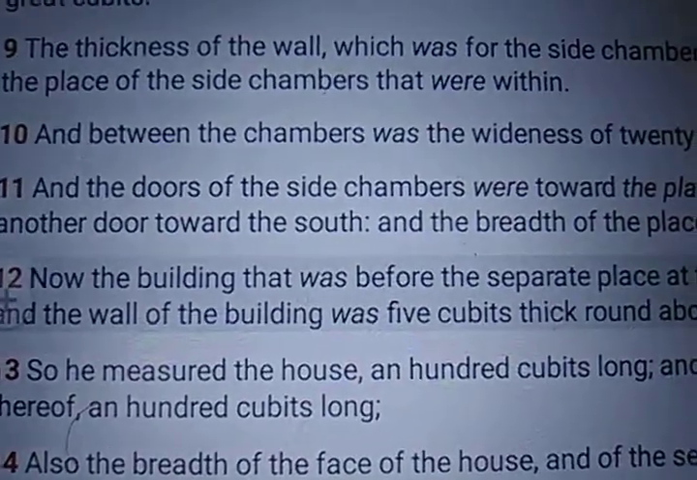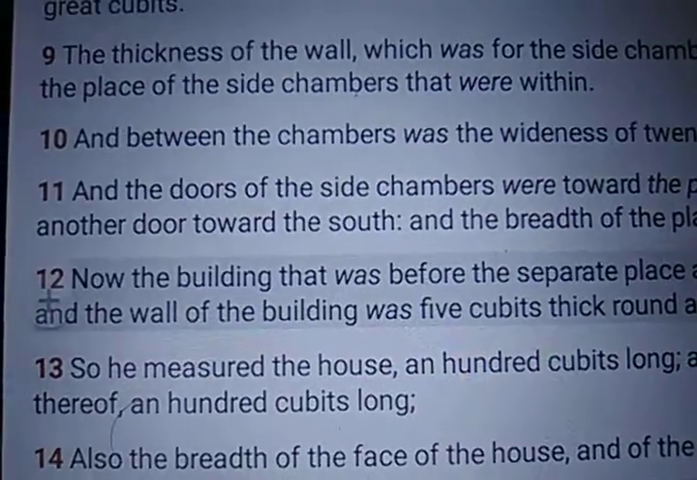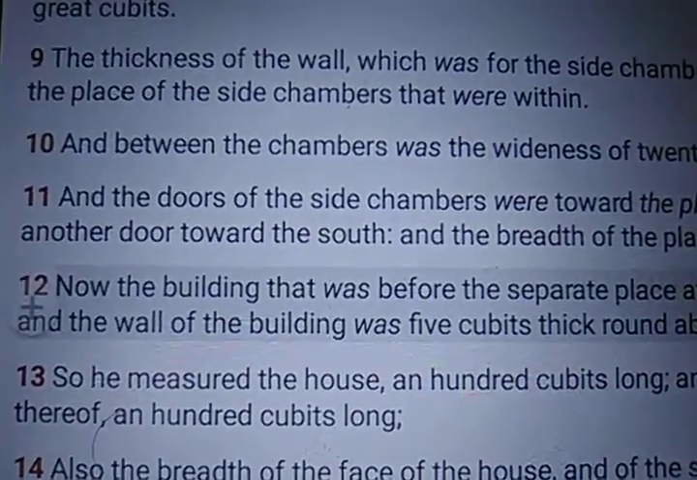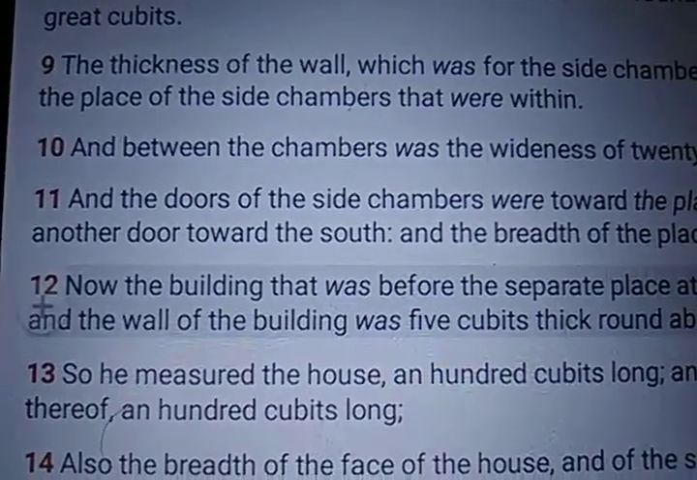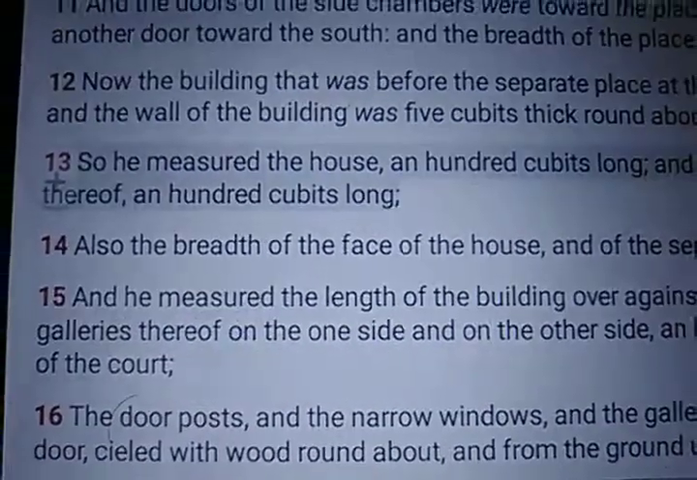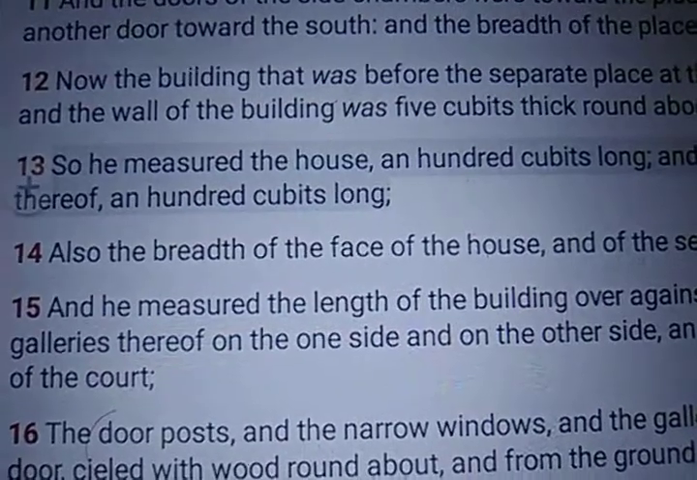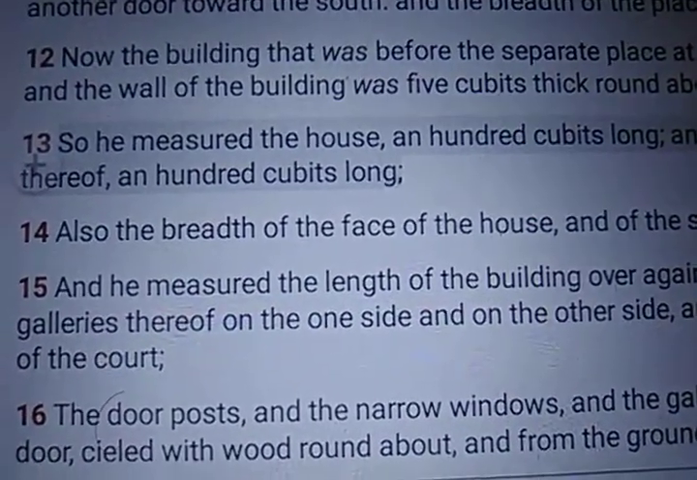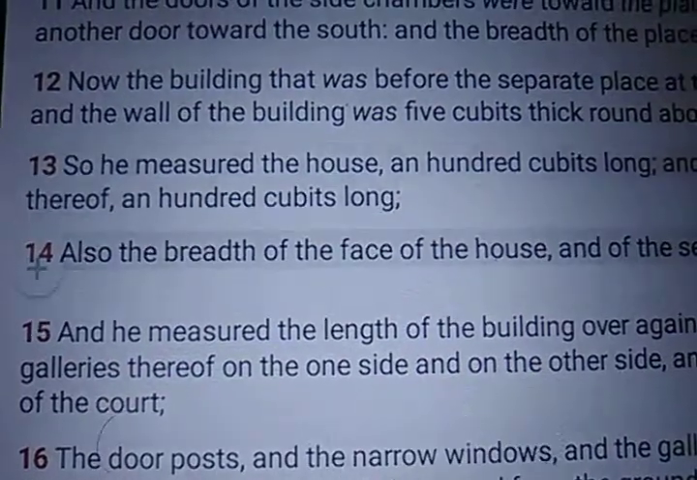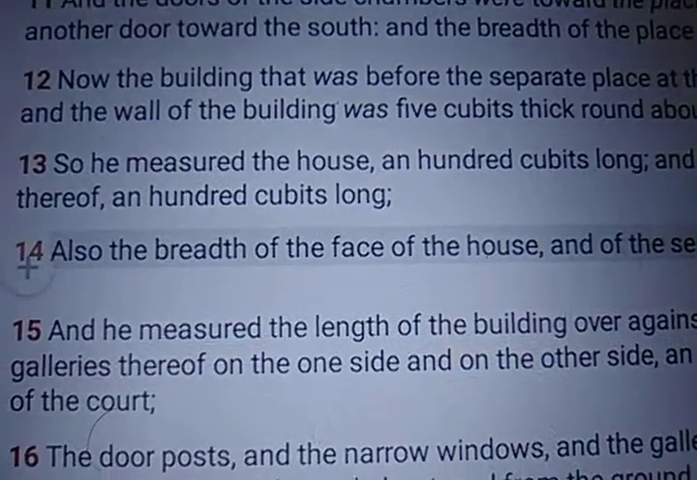Now the building that was before the separate place at the end toward the west was 70 cubits broad, and the wall of the building was 5 cubits thick round about, and the length thereof 90 cubits. So he measured the house, 100 cubits long, and the separate place, and the building, with the walls thereof, 100 cubits long. Also the breadth of the face of the house, and of the separate place toward the east, 100 cubits.